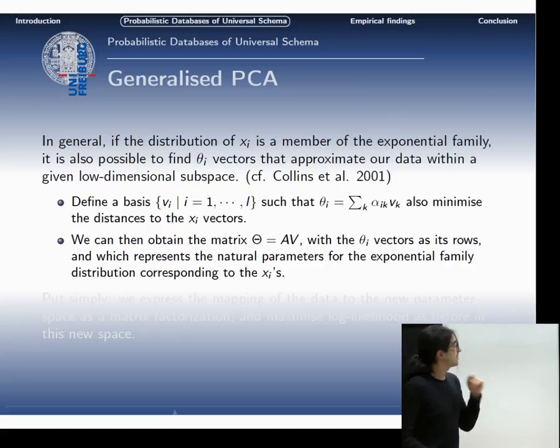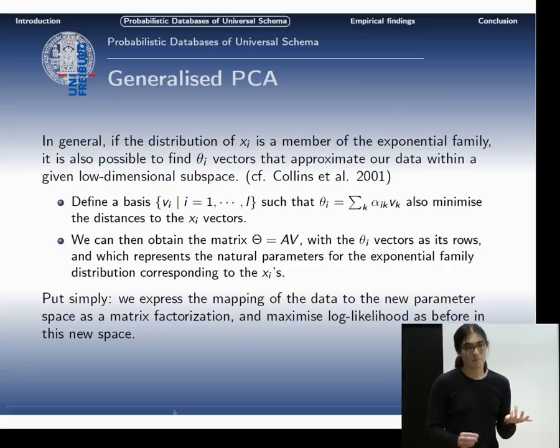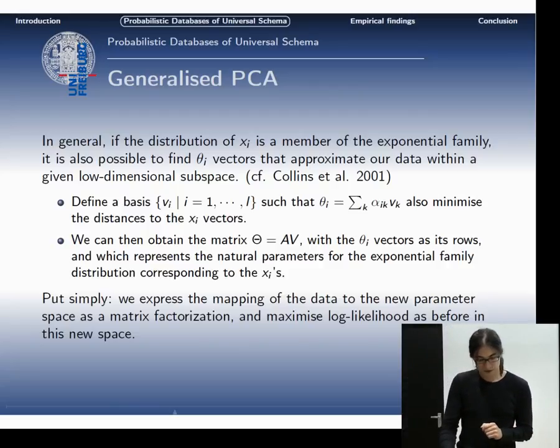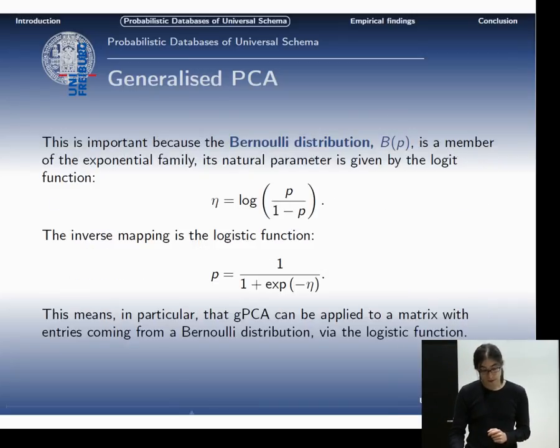And the idea behind this is that if we are able to transform our data again into this new parameter space, then we can proceed as before and simply maximize the log likelihood of these new quantities, quantities in the new space, and we should have something equivalent to the original PCA.